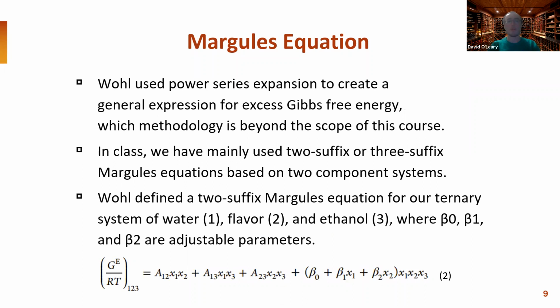So for the Margules equation, a mathematician named Wohl used a power series expansion to create a general expression for excess Gibbs free energy, which methodology is beyond the scope of the course. And in class, we mainly use two-suffix and three-suffix Margules equations for applications for two-component systems. Here, we are going to be using three-component systems, but a two-suffix Margules equation, as our three components are water, flavor, and ethanol. And the beta values are adjustable parameters as shown in the equation below.